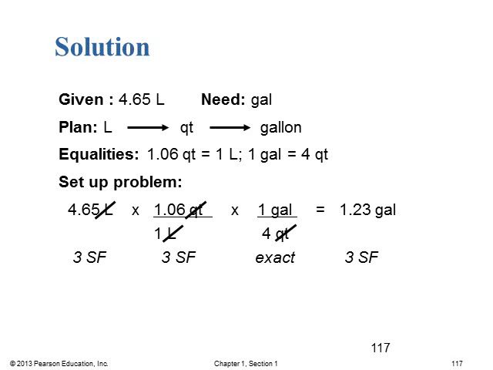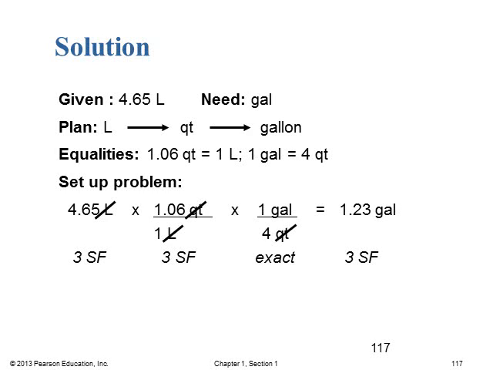Okay, so we go here and can see how it breaks down. We want to make sure that in our first step, we have 4.65 liters times 1.06 quarts per liter. We want those liters to cancel out, so that's why we use the liters in the denominator of our conversion factor. And then we multiply by 1 gallon per 4 quarts. We want the quarts to cancel out because we need the gallon to remain. That's why we use 1 gallon per 4 quarts.